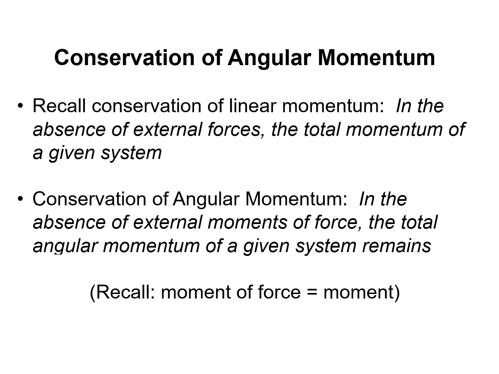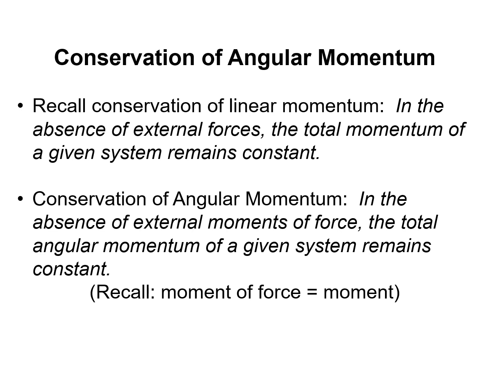So now let's talk about the conservation of angular momentum. Recall that we do have a conservation of linear momentum, so of course we're going to have a conservation of angular momentum. In the absence of external forces, the total momentum of a given system remains constant. This is linear momentum. When we look at the conservation of angular momentum, in the absence of external moments of force, the total angular momentum of a given system once again remains constant.